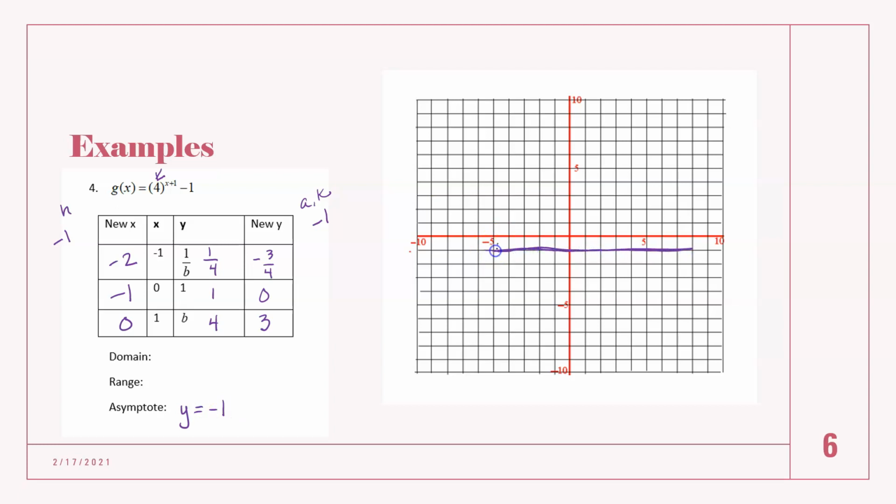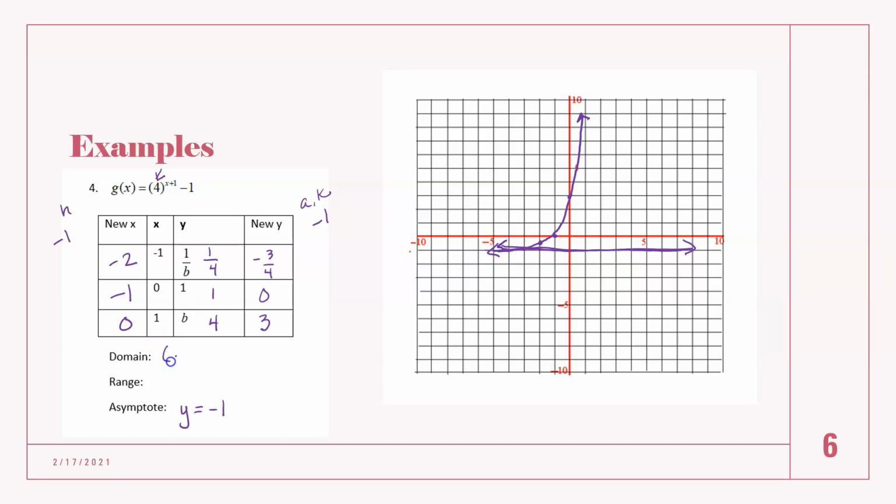right there. Okay, so now let's plot our points. So I have -2, -3/4 right here, and I have -1, 0 right here. Then I have 0, 3. So I'm pretty close to that, but never touch. And there's our exponential function.